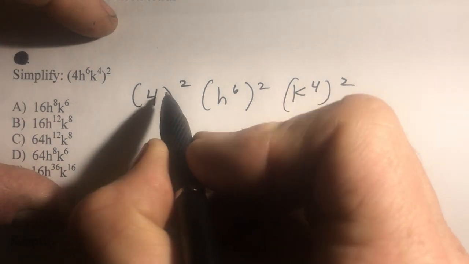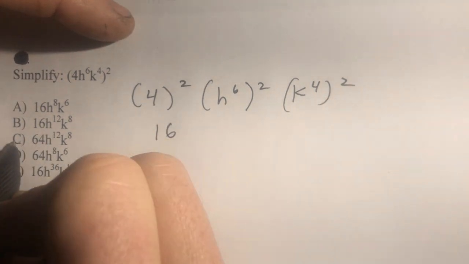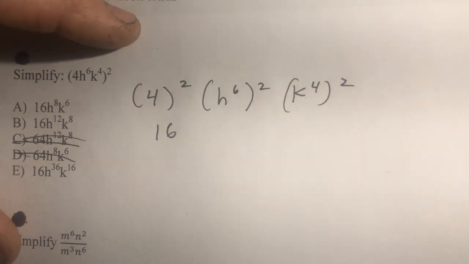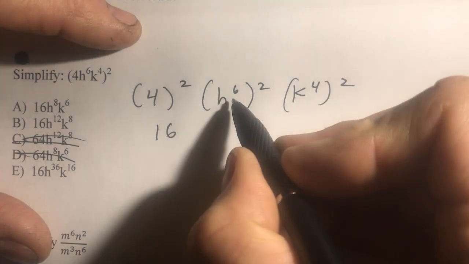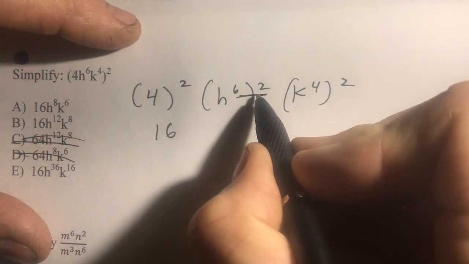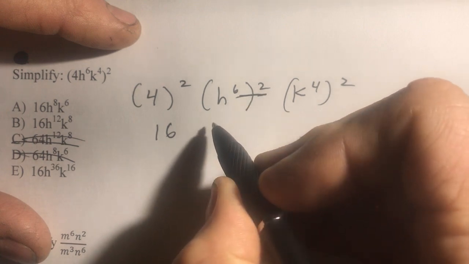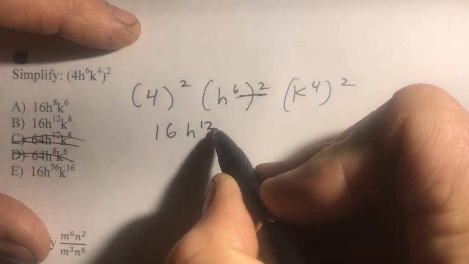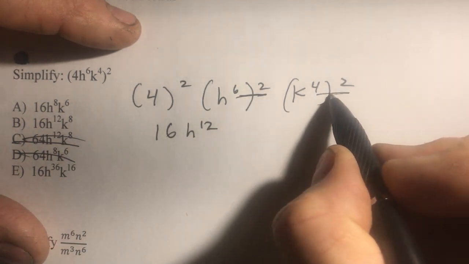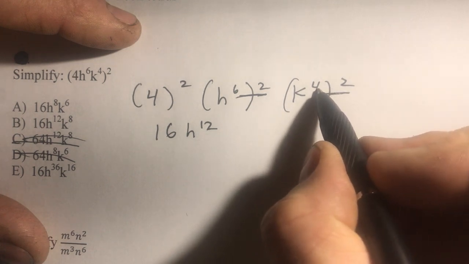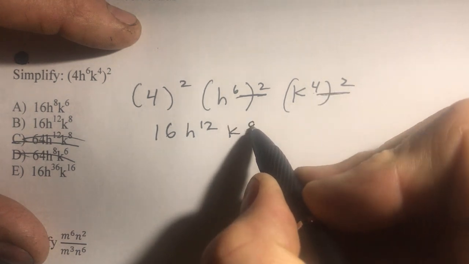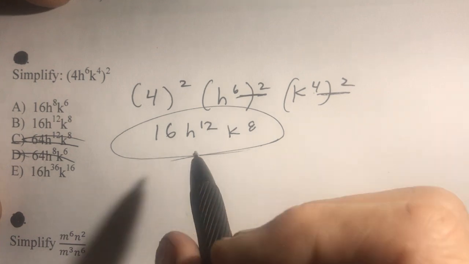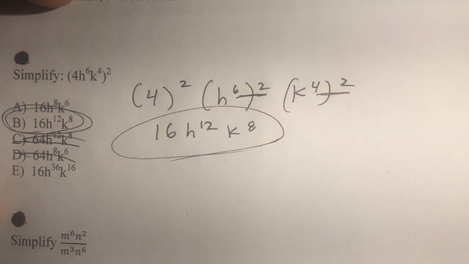Okay. Now 4 to the 2nd power is 16, so I know these two are out. H to the 6th to the 2nd power. Now these two here, when I have a power of a power, I multiply those. So it's going to be h to the 12. And right here, power of a power, multiply those, that's going to be k to the 4 times 2 is 8. That should be my answer right there, which looks like here, B.